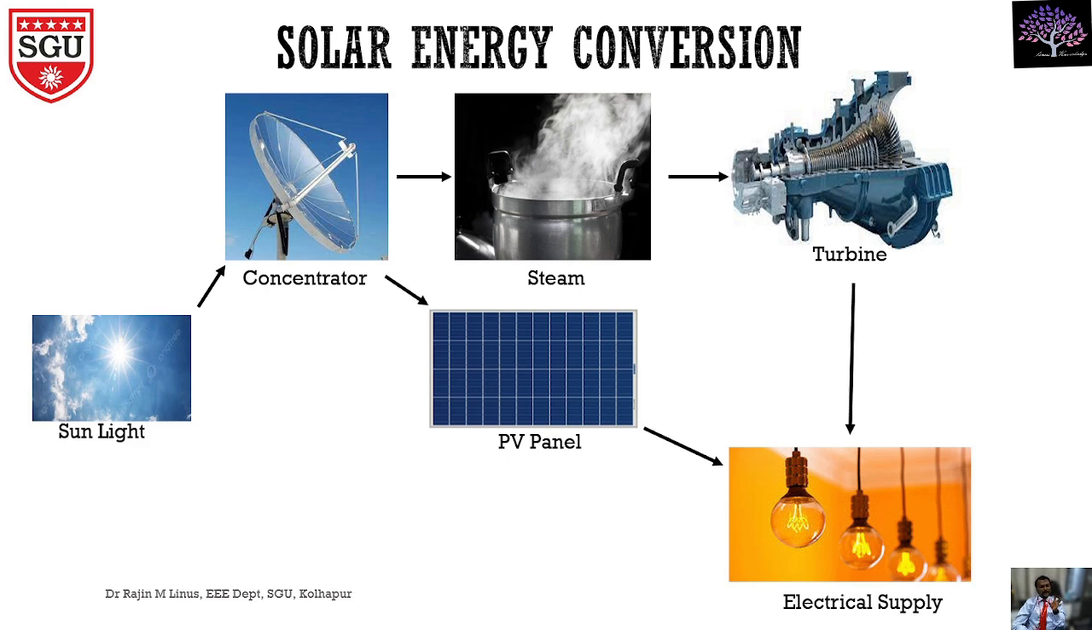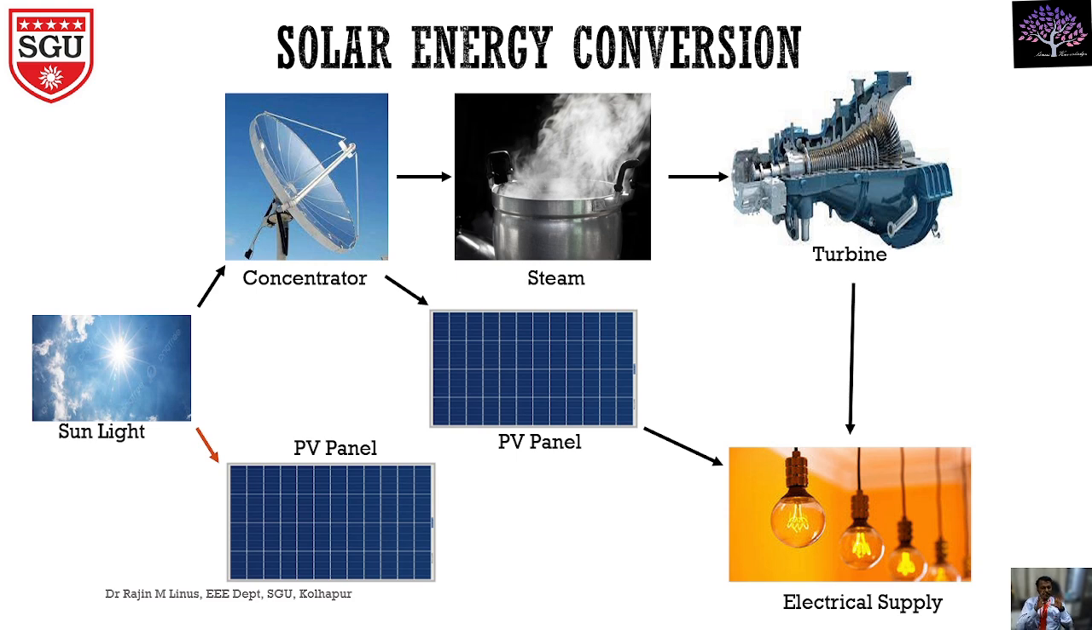The second one is that sunlight will be focused by the concentrator, and that focused sunlight will be passed to the PV panel. We know the PV panel will provide the electrical output, so like that we will get the electrical supply. Then the third one is that from the sunlight, we can directly pass everything to the PV panel, without a concentrator. From that we can get the electrical output. So these are all the three ways of solar energy conversion.